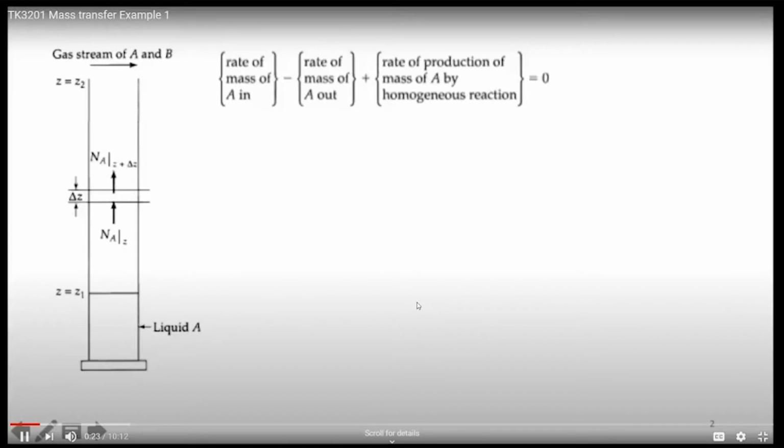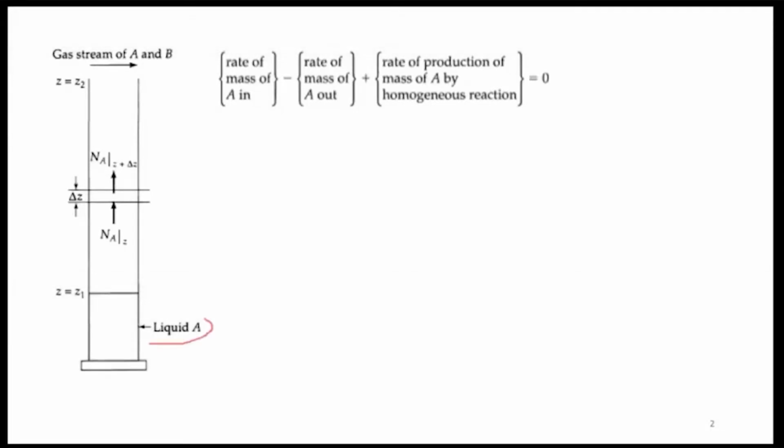Here, we have liquid A. Liquid A is evaporating into the gas B. Here we have gas B. Now let's assume that there is a device that maintains the liquid level at Z equal to Z1. At the liquid gas interface, the gas phase concentration of A, expressed as the mole fraction, is XA1. This is the gas phase concentration corresponding to the equilibrium with the liquid at the interface.